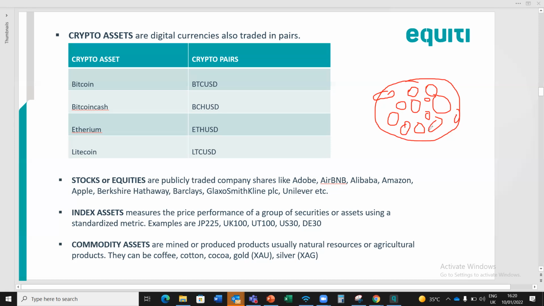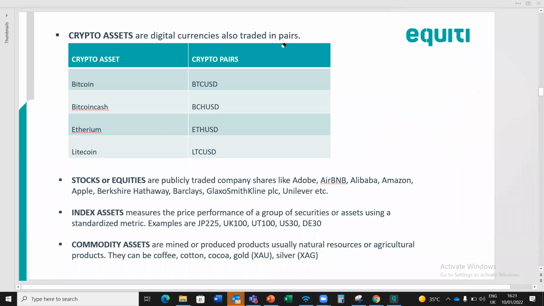So when a trader decides to trade an index, he trades the price performance of this group of securities all put together. You trade them at a go. Most times, you trade the average performance of all the shares put together. That is index assets. When we talk about index assets, this is exactly what we mean.